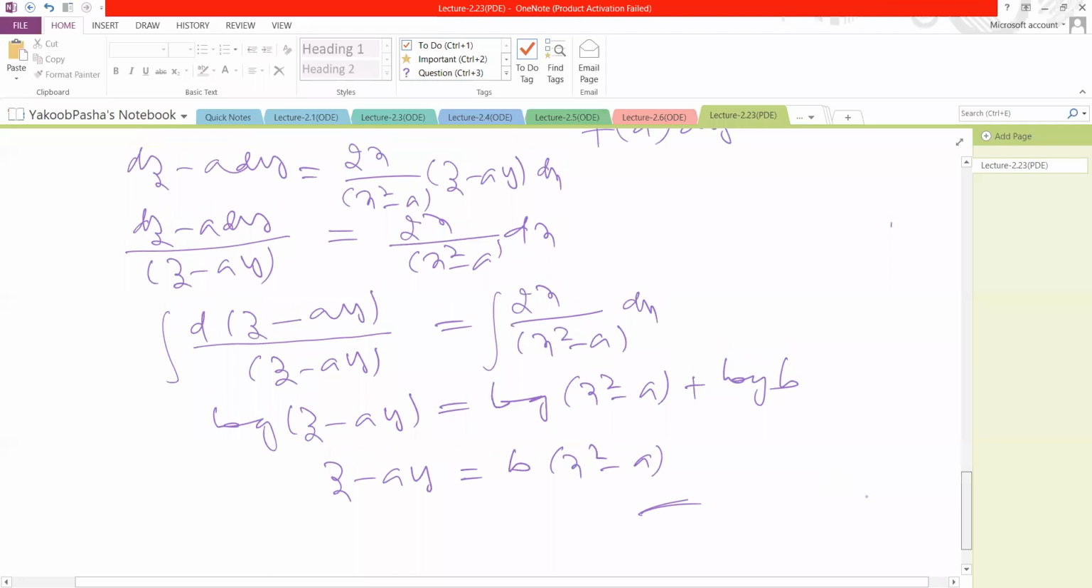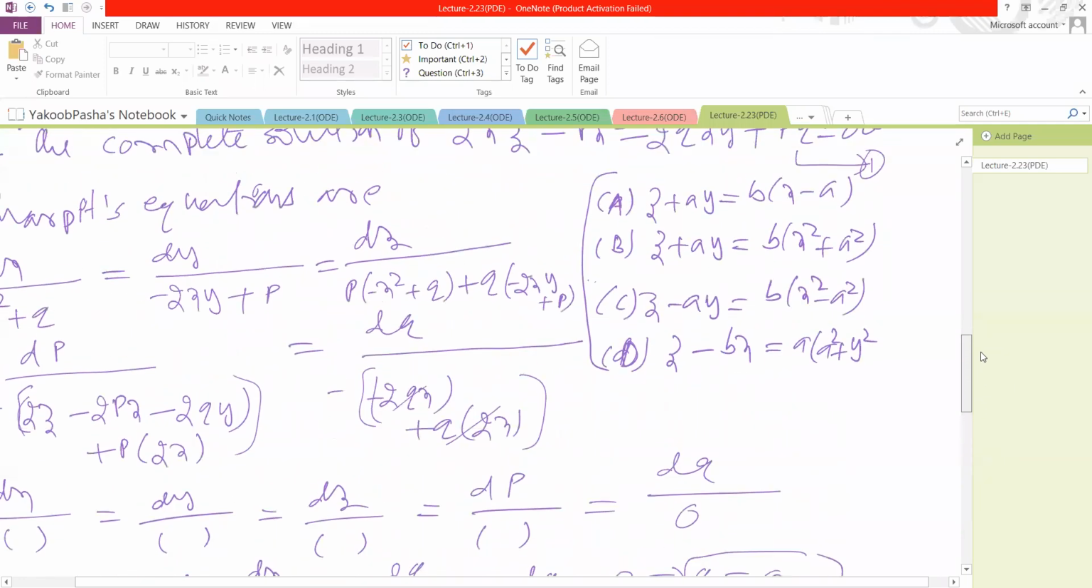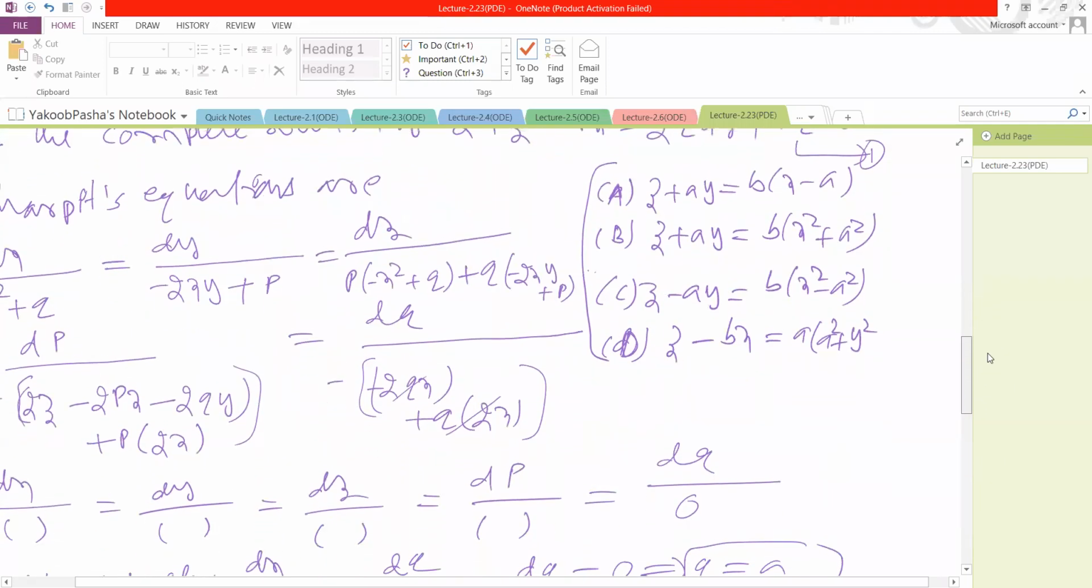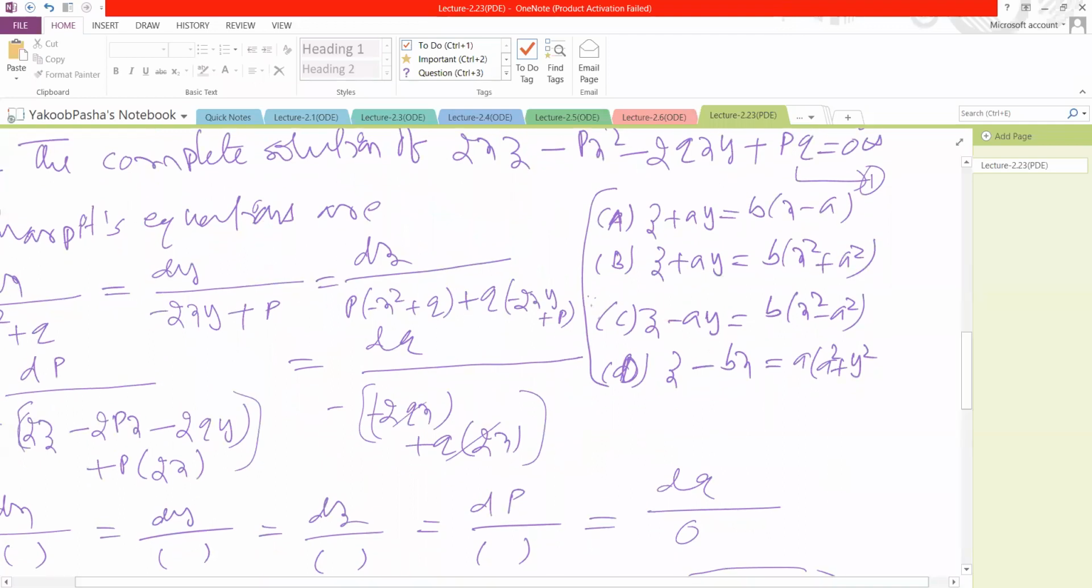Now we can check the options here. Z minus ay is equal to, only one option is there, x square minus a square.